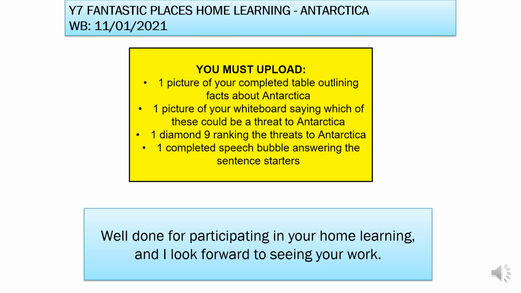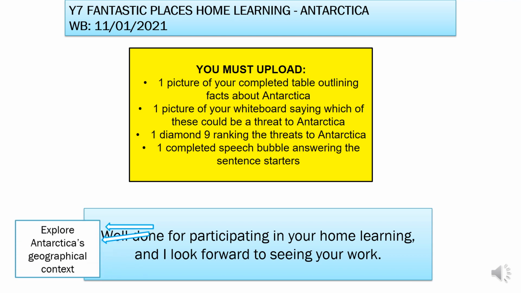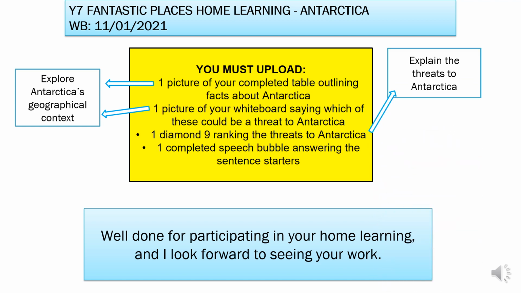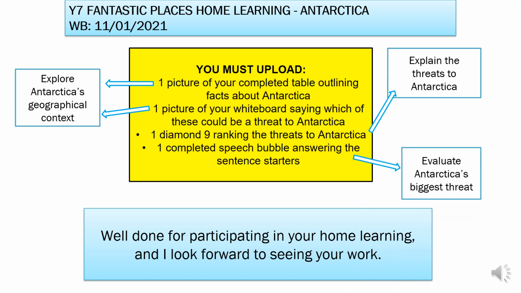Just a quick recap of what you have to upload for class charts. First of all, the first part of the learning journey, looking to explore the geographical context, you need to upload a picture of the table and your whiteboard saying which one of these could be a threat to Antarctica. For the second part of the learning journey, explaining the threats to Antarctica, you should upload the Diamond 9 ranking the threats that are there to Antarctica. And finally, for the last part of the learning journey, to evaluate the biggest threat, you should have a complete speech bubble answering these sentence starters.